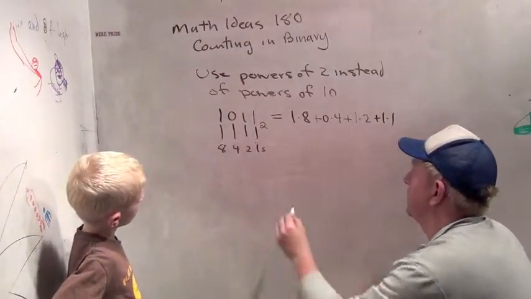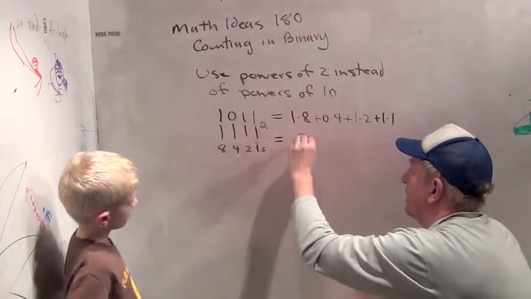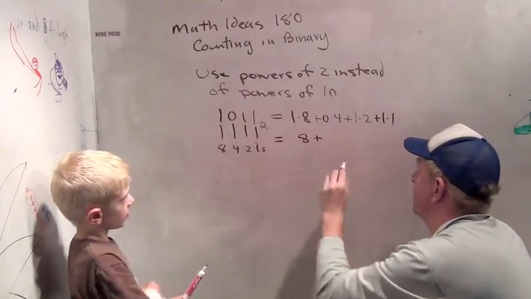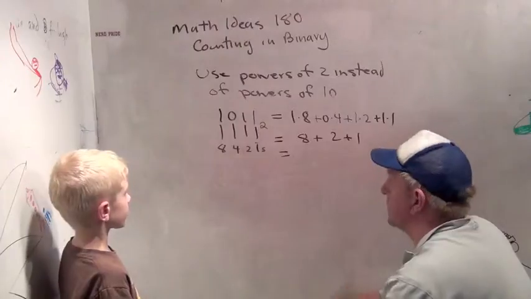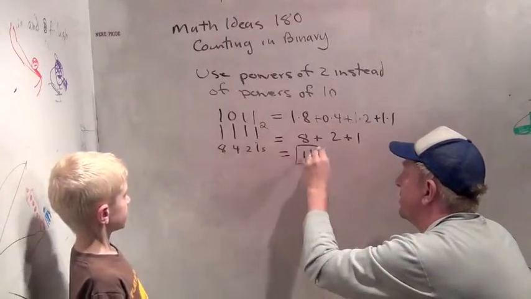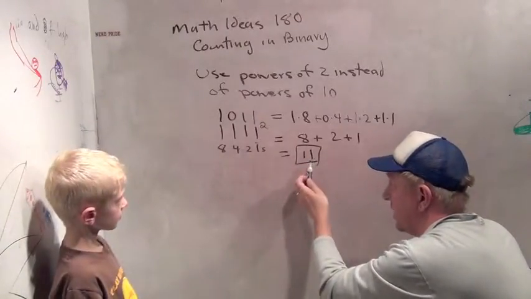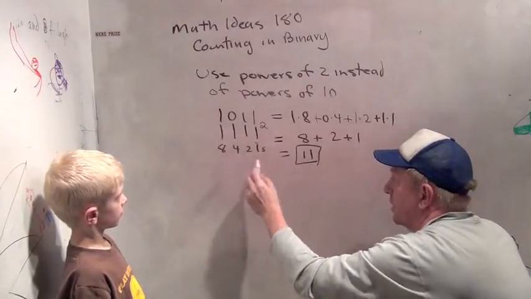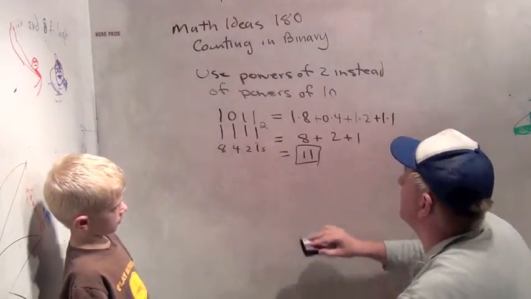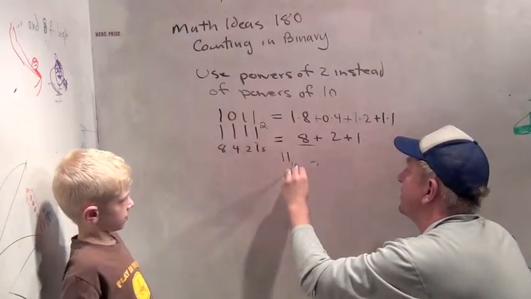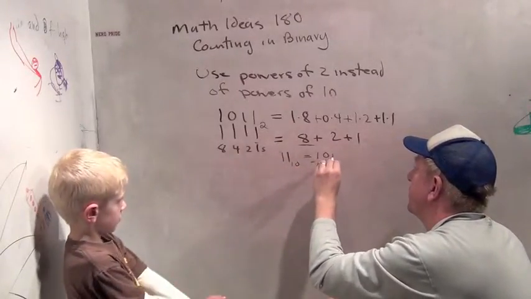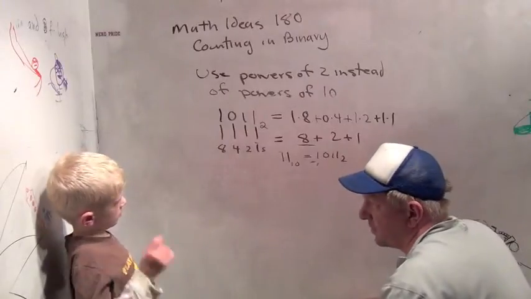So we have to add. This is the same as 8 plus 2 plus 1, which is what? 11. Okay, so this is the number in base 10 that we usually call 11. So I'll say 11 in base 10 equals 1011 in base 2.